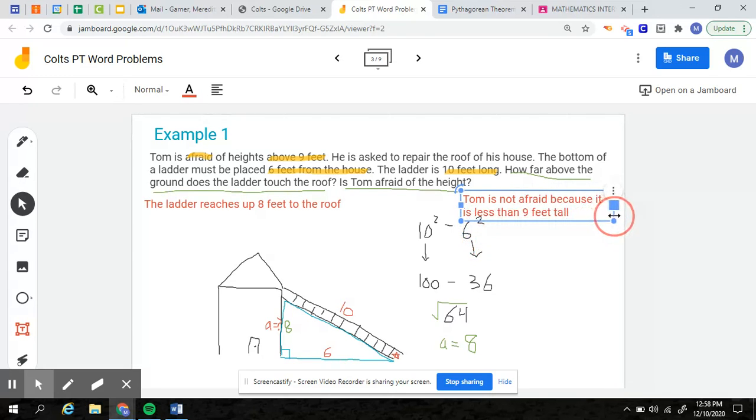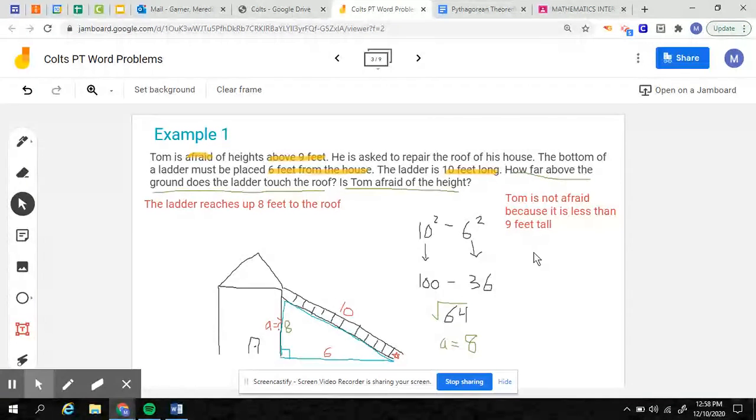Okay, so we have used our answer here to answer both of those questions. Okay, so your final answers are those two red sentences: that the ladder reaches up 8 feet to the roof, and that Tom is not afraid of this situation because it is less than 9 feet tall.